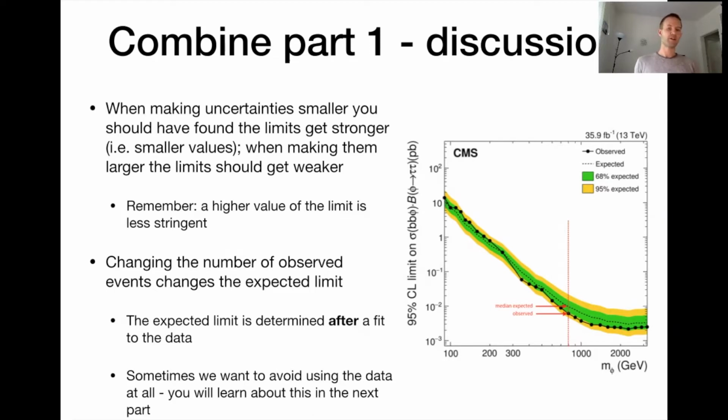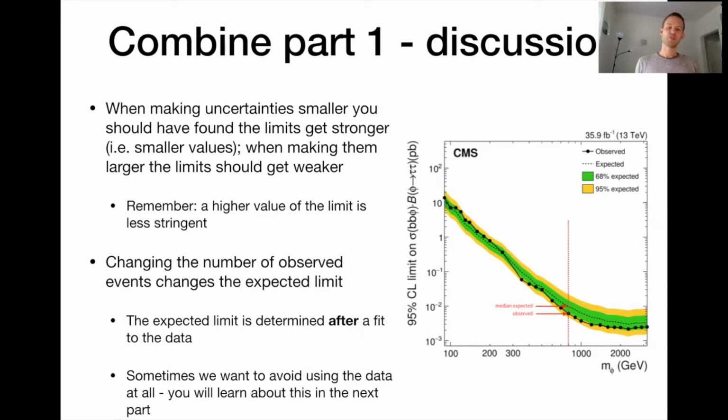And this kind of makes sense. This is what we'd expect to happen. So the more uncertainty we have on our signal and our background expectations, the weaker our limits, so the less we should be able to say about the presence of any signal. And so it's important to remember then, a higher value of the limit is less stringent.